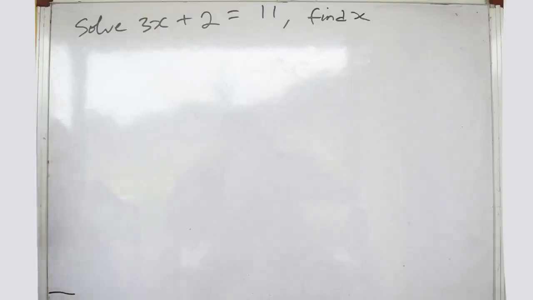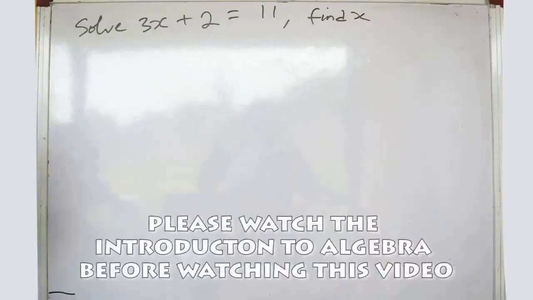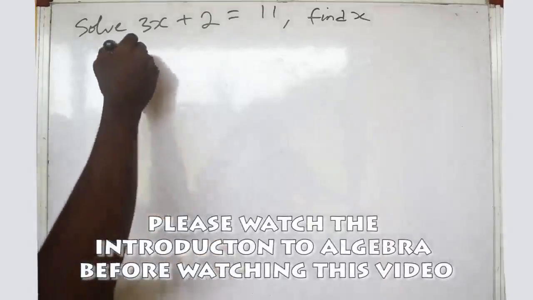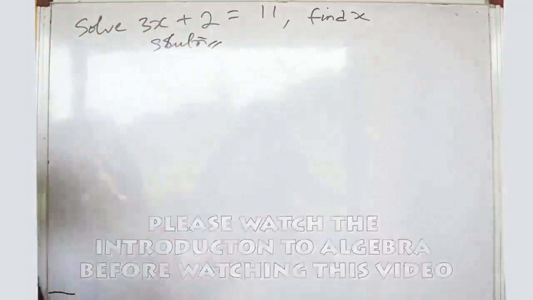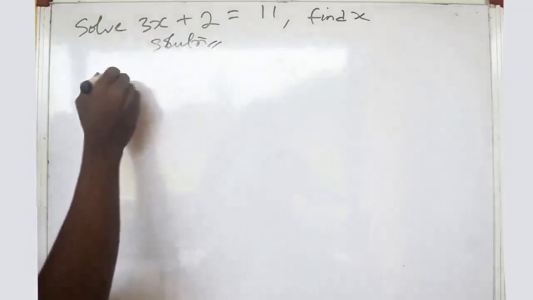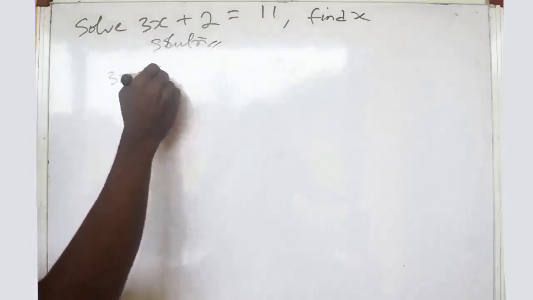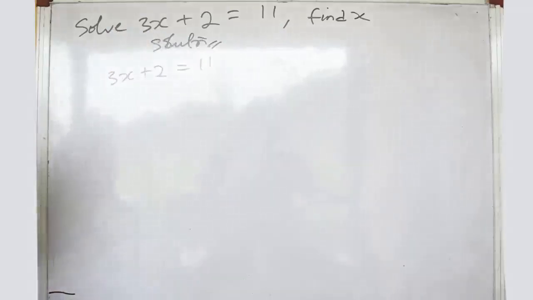One thing in mathematics is that it's not even about solving it. It's all about being very certain that your answer is right, even before submitting it to your teacher or examiner. So in this video, I'll teach you how to verify that the answer you have gotten is right or wrong. In this question, let us just write solution. After writing solution, let's bring down the question, which is 3x + 2 = 11.